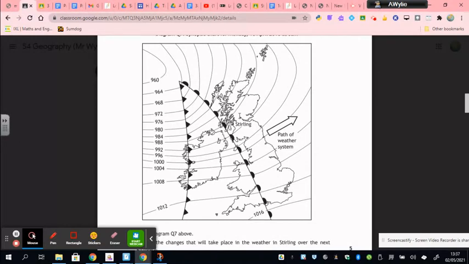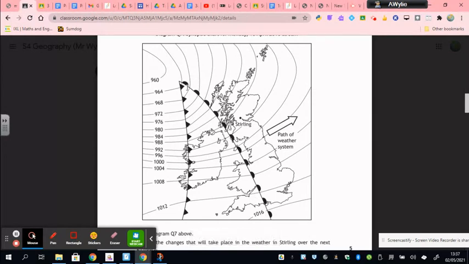Now, we're not getting any marks for telling anything about what Stirling is like at the moment, because the question is about what are the changes. And we're going to want to answer about the 5 things I identified at the start of this kind of answer. So the warm front's going to arrive first.